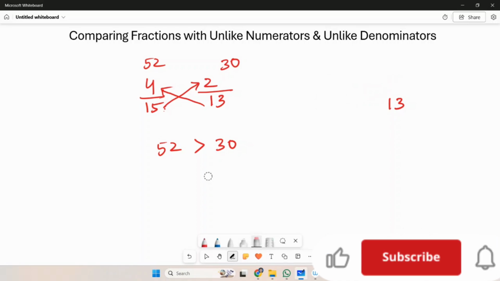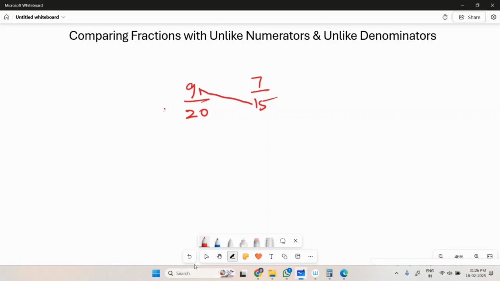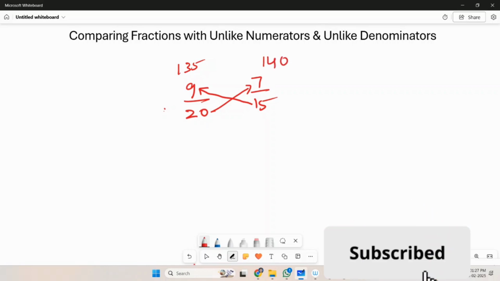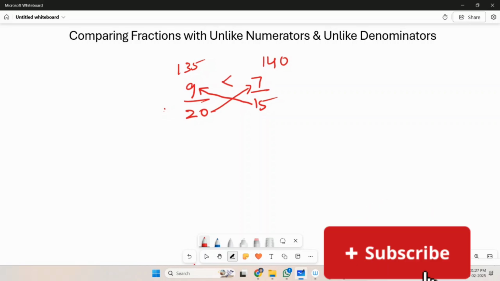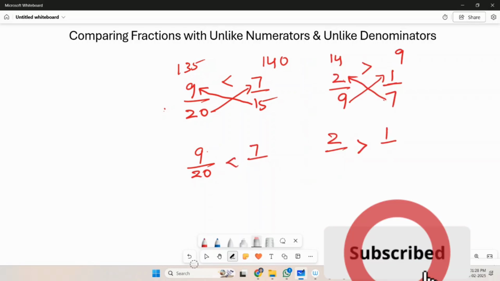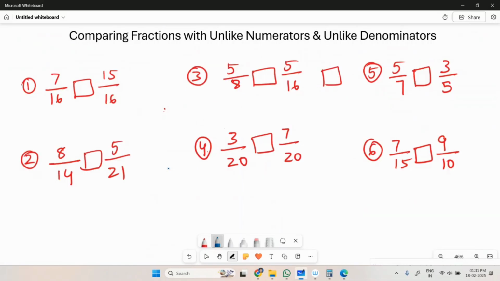Let's solve some questions. Let's compare these. Tell me, 15 times 9, how much? 135. 20 times 7, which is 140. So, which is bigger? 140 is bigger. So, 9 upon 20 is lesser than 7 upon 15. Now, let's solve some questions all together. Let's compare the fractions in a simple and easy way now.